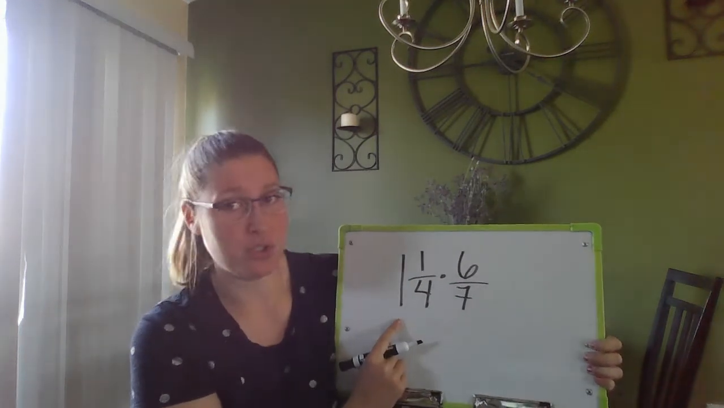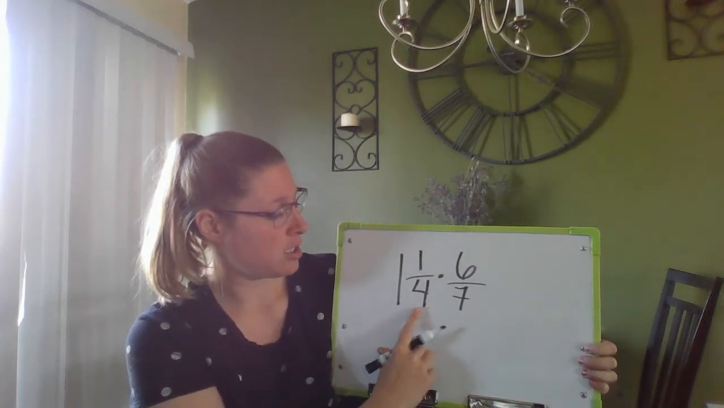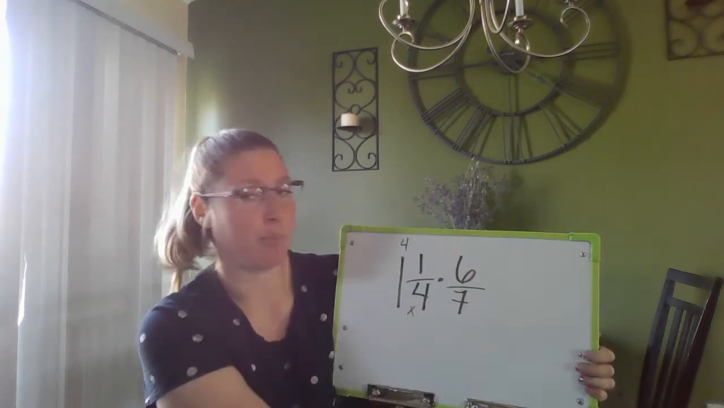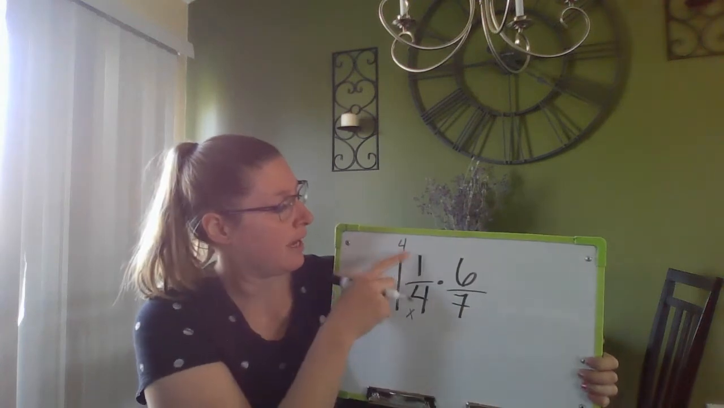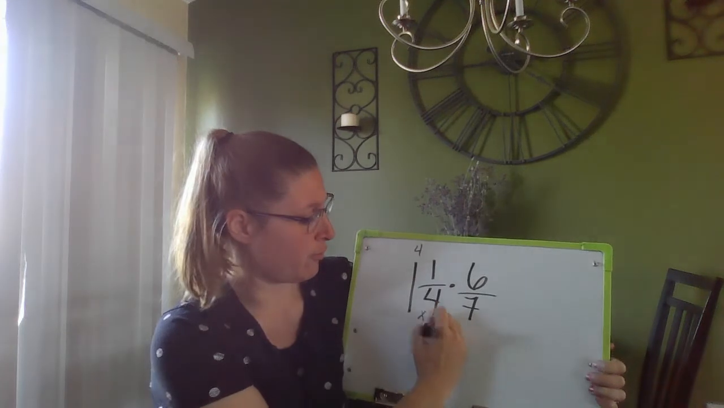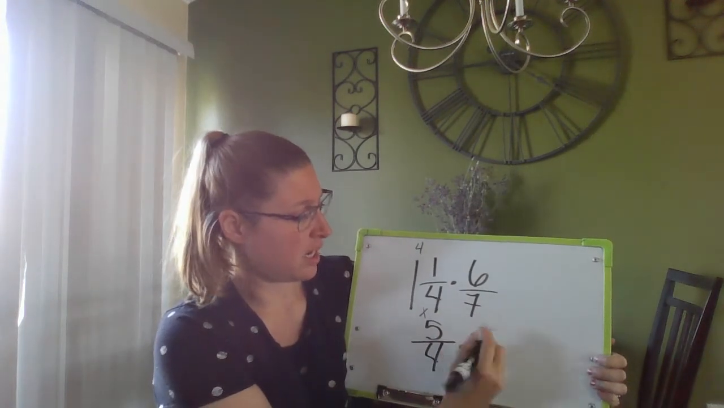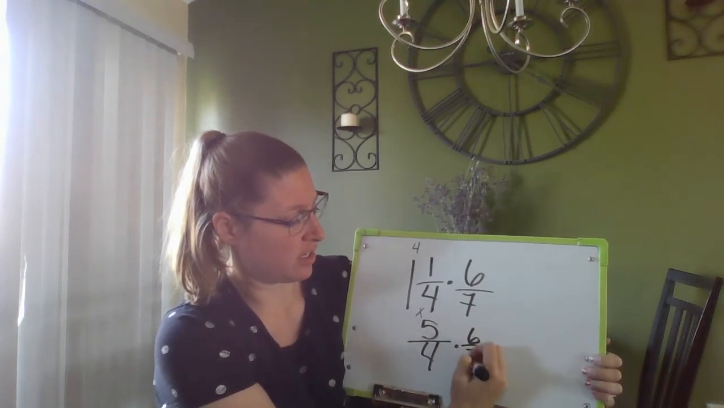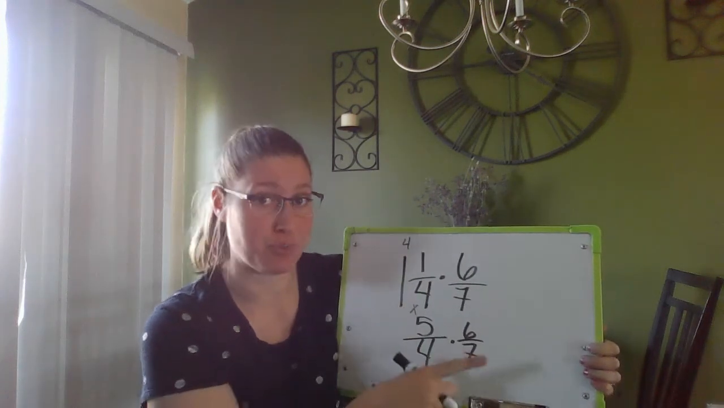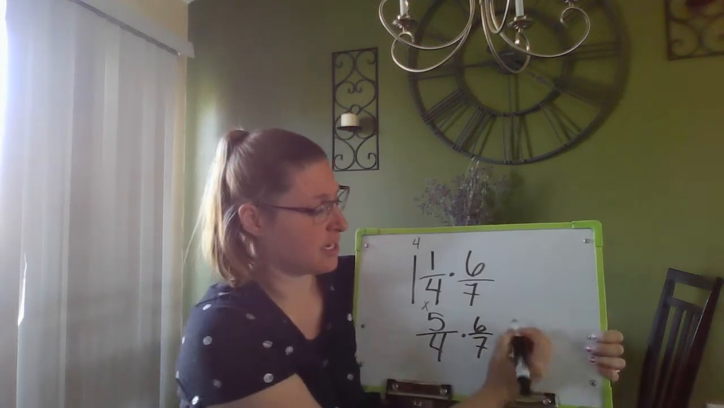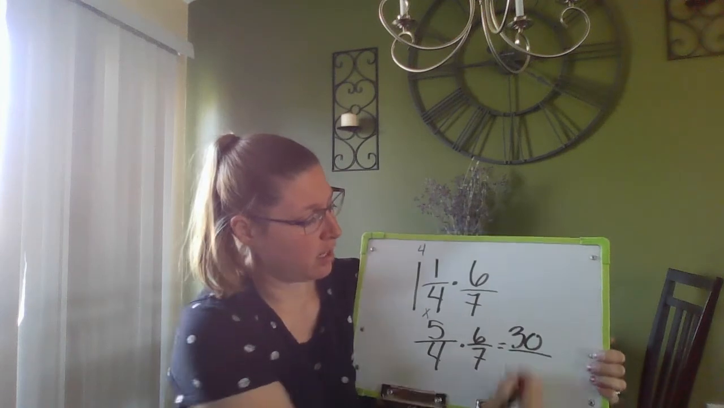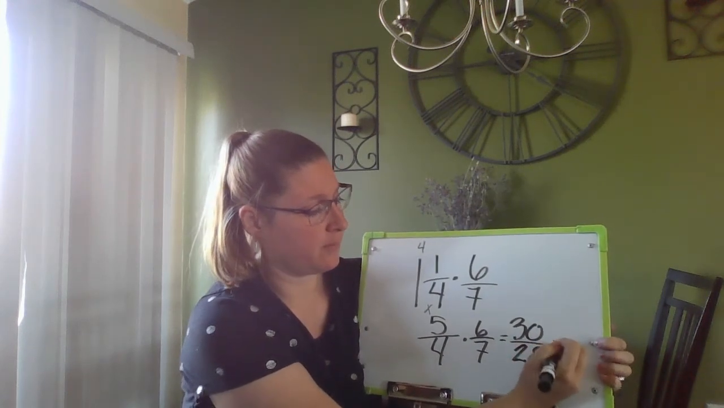Okay, so to do that, we're going to multiply our denominator by our whole number, and I'm going to get 4 as my product. Then I'm going to add that 4 to my current numerator of 1. So now I have 5/4 times 6/7. Now I am going to multiply straight across. 5 times 6 is 30. 4 times 7 is 28.